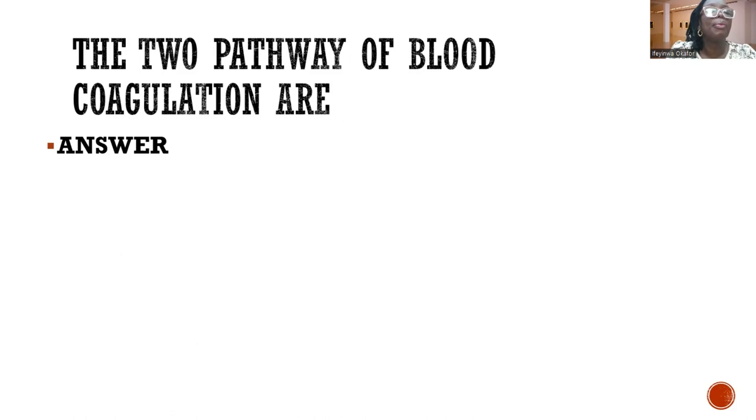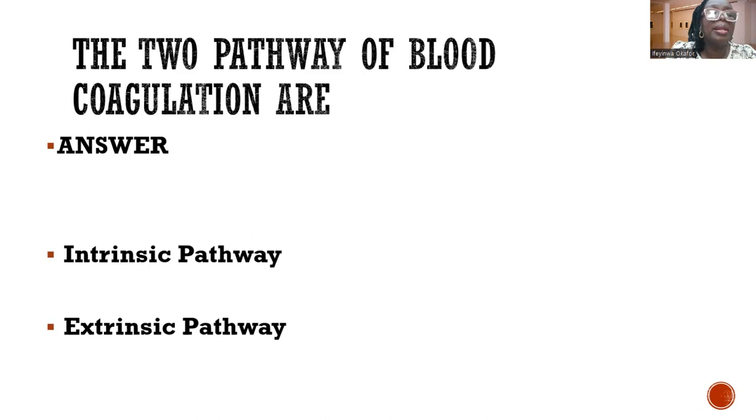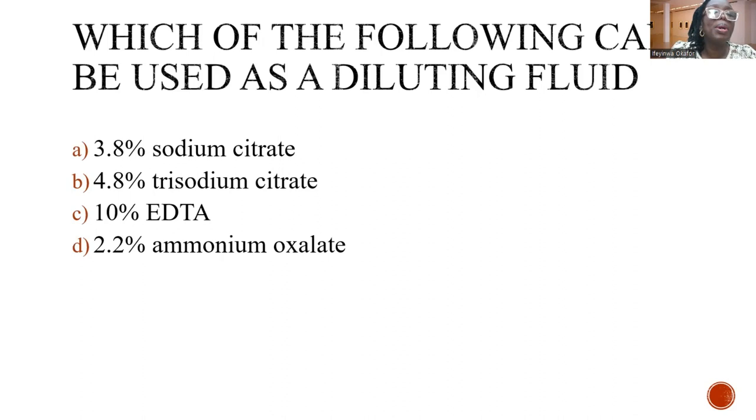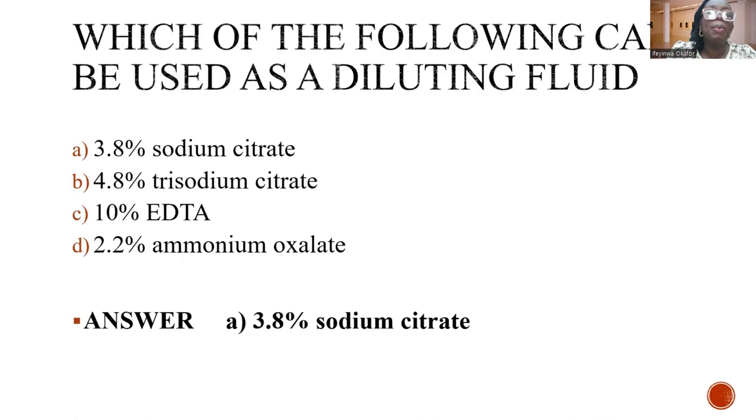The two pathways of blood coagulation are, answer, intrinsic pathway and extrinsic pathway. Which of the following can be used as a diluting fluid? We have 3.8% sodium citrate, 4.8% trisodium citrate, 10% EDTA, 2.2% ammonium oxalate. Answer is A, 3.8% sodium citrate, and is used for dilution of blood for ESR, erythrocyte sedimentation rate.